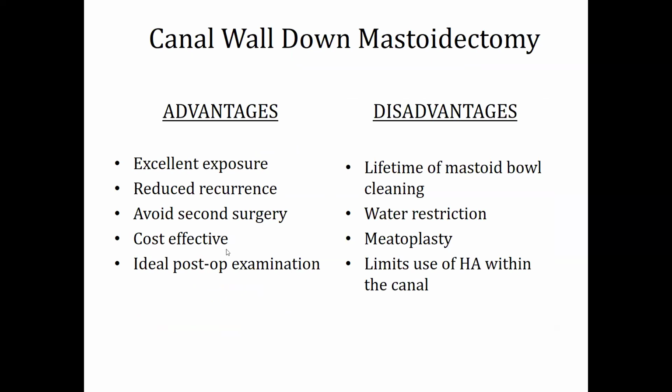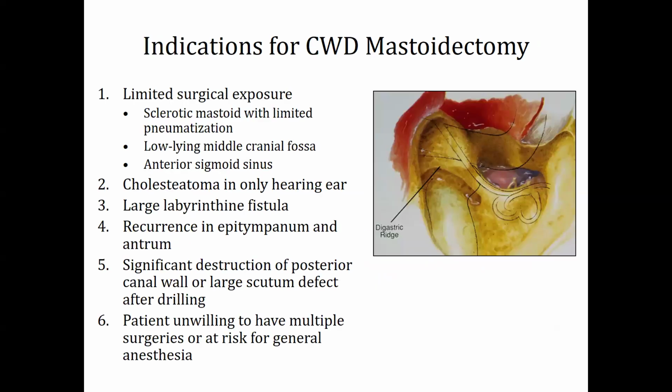It's good for examinations. Disadvantage: now they have to come back and see you, right? They've got a bowl that needs to be cleaned. They have to water restrict. There's a big meatoplasty. Some people don't like the big opening in the ear. Sometimes that can be a problem, and you've got to manage that. As a result, they have limited options with hearing aids. But many people now are using bone anchored hearing aids because the reconstruction options are often fewer when you have a wall down. Okay. So the indications: limited surgical exposure, right? If they've got a really sclerotic mastoid with limited pneumatization. We've all seen this. We call these cue ball mastoids.